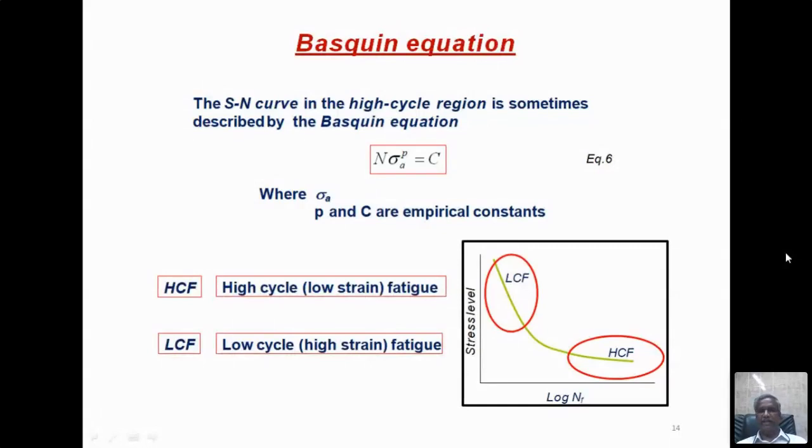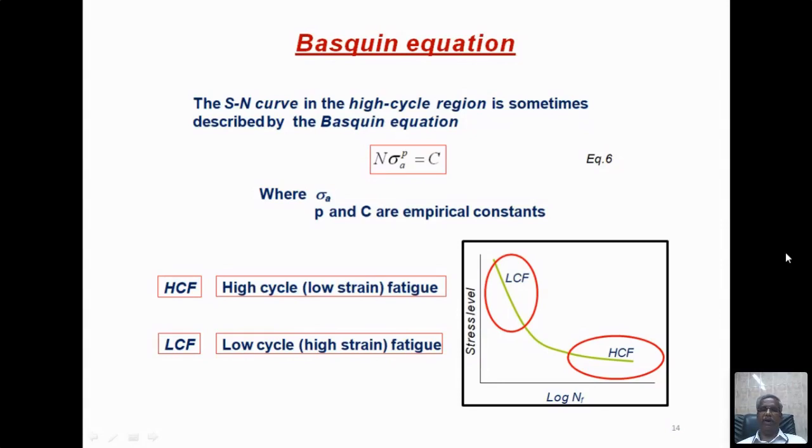So N is the number of cycles, and sigma is the alternating stress. The small p is the slope of this curve in the high cycle fatigue region, and the capital C is the intercept. So small p and capital C are material constants. They will vary from material to material. For mild steel it will have one value, for aluminium another value, for magnesium another value. You need to evaluate them by conducting the test and constructing the S-N curve. The slope of the S-N curve is p, and the intercept of the S-N curve is C. So if you substitute in this equation, you keep N on this side and take the stress term to the right side.